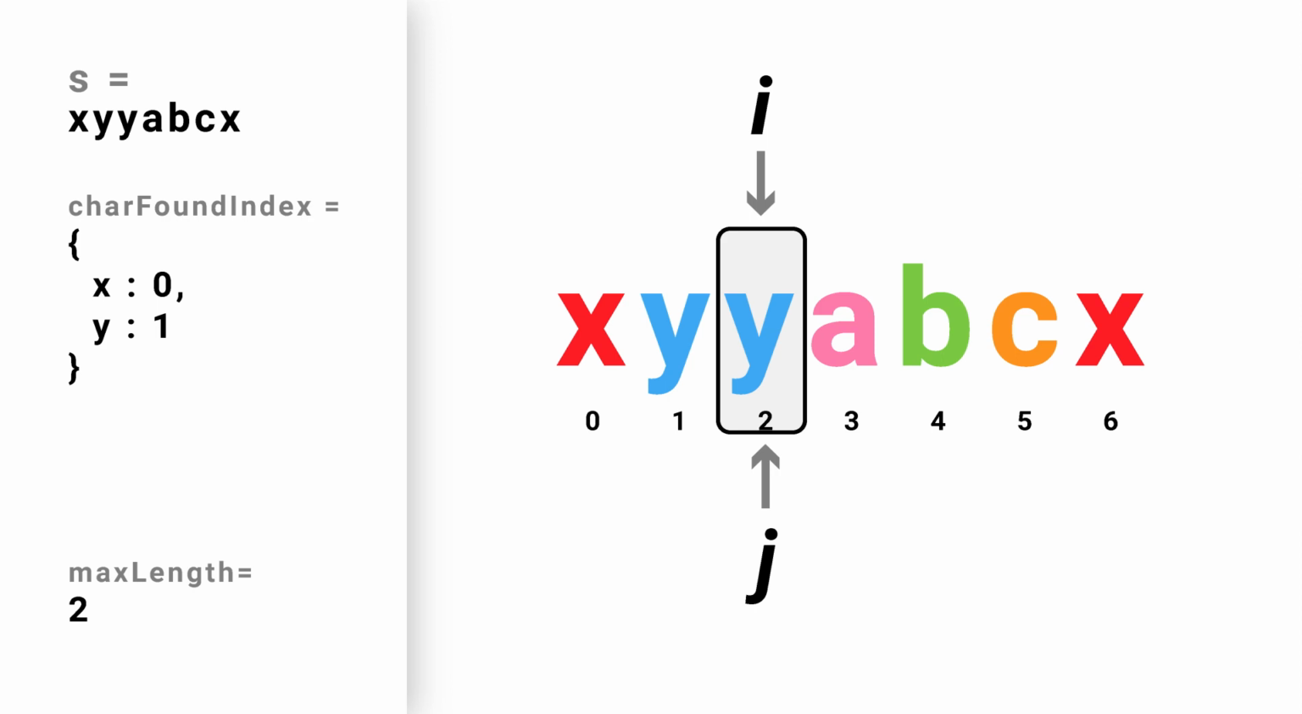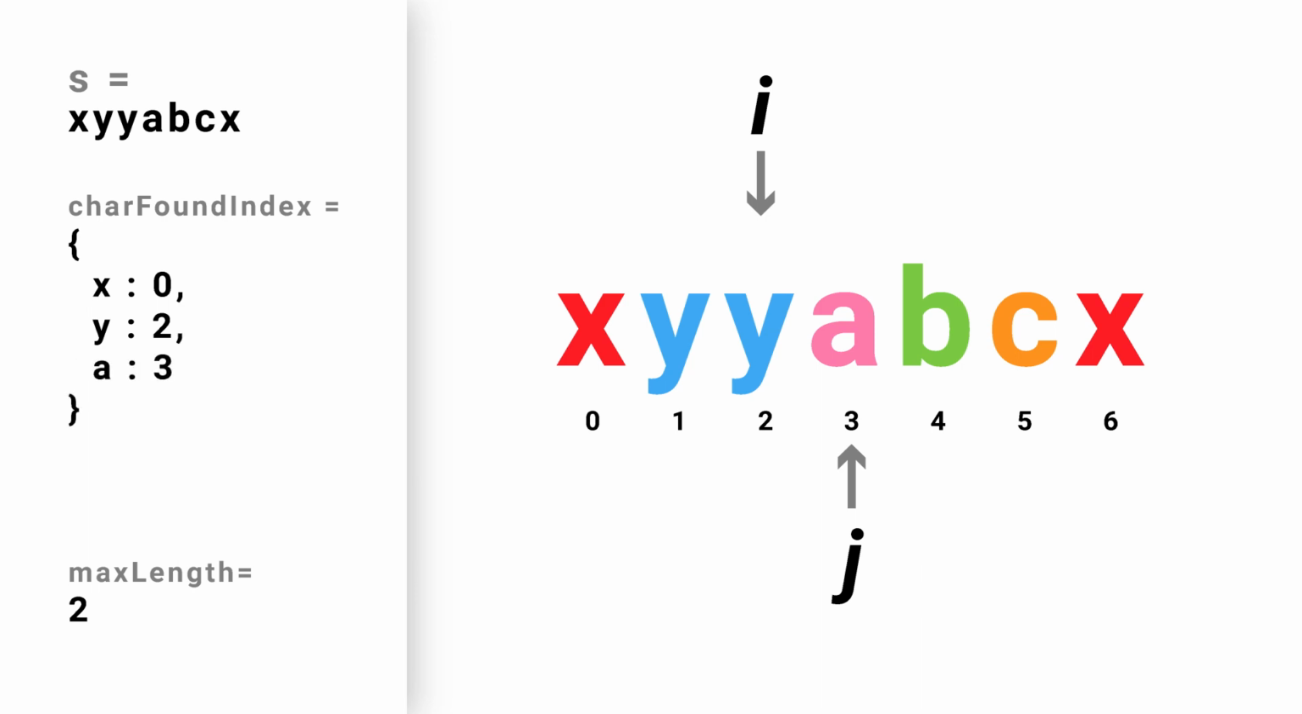Since pointer j has found a new index for the character y, we will update it in the dictionary. And since the current length of the substring, 1, is less than the previously found longest substring, we don't have to update the maximum length. Now we will move the pointer j to the next character. Here character a is found at index 3. So we will store that information in the dictionary. Now the longest substring without repeating characters is 2.